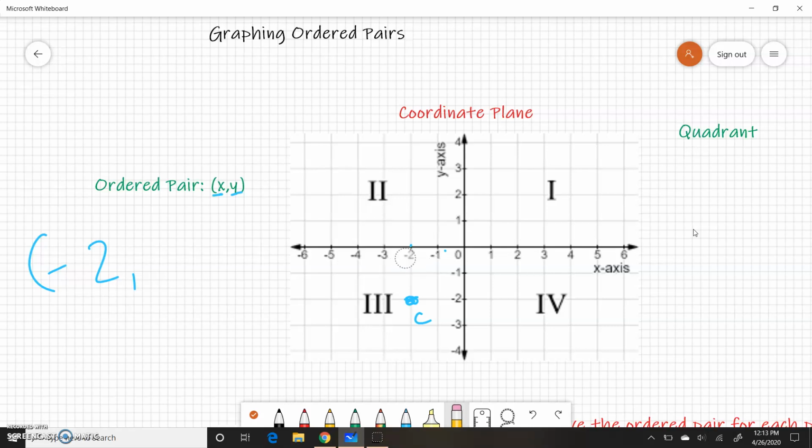And then I go down. Now my Y-axis is next. So I count how many down. 1, 2. Once again, I look over. It's not just any 2, it's negative 2.